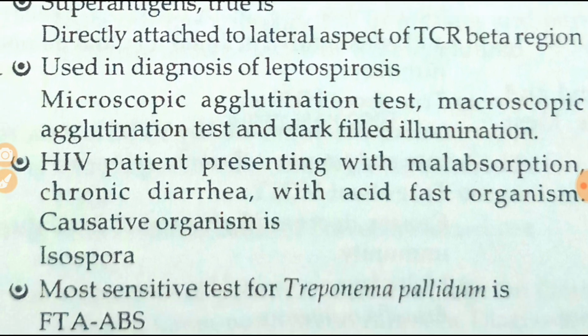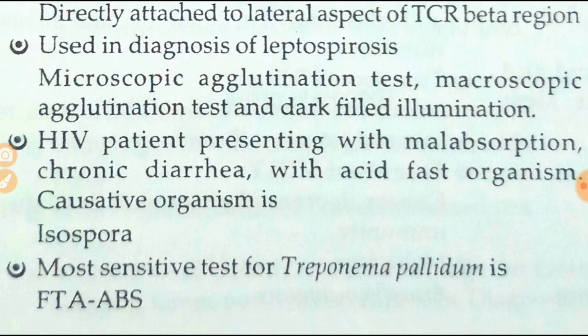An HIV patient presenting with malabsorption and chronic diarrhea, with acid fast organism: the causative organism is Isospora. So you have to remember the acid fast organisms: Isospora, TB, that means Mycobacterium, leprosy, and Nocardia. The most sensitive test for Treponema pallidum is FTA-ABS. It is asked many times in PG exams.